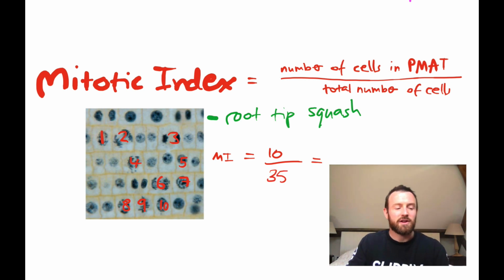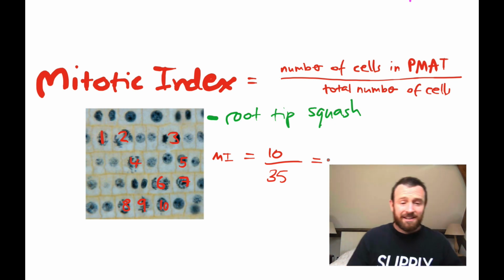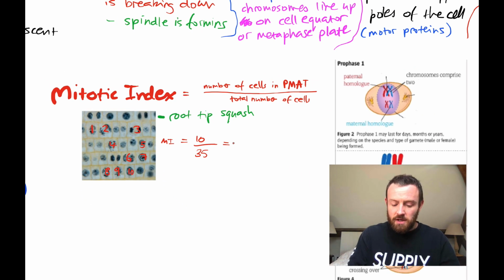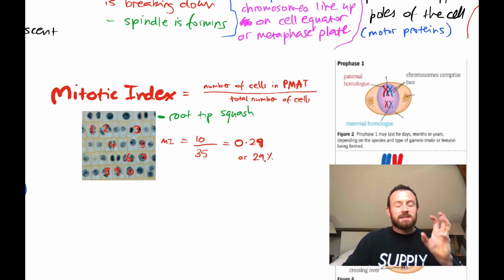So 10 divided by 35 will give our mitotic index. I can't do that in my head. So 10 divided by 35 equals 0.28, or 28%, sorry, it's 29. Or 29%, okay? So that's the mitotic index.